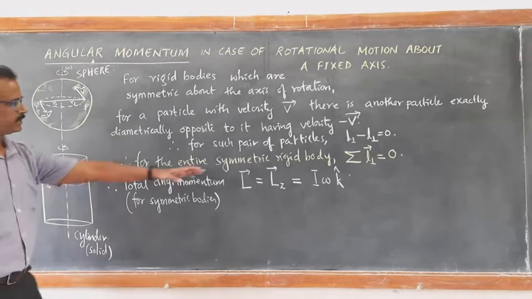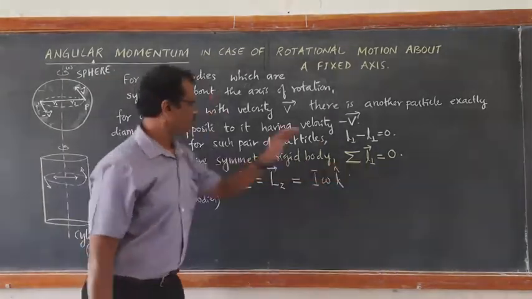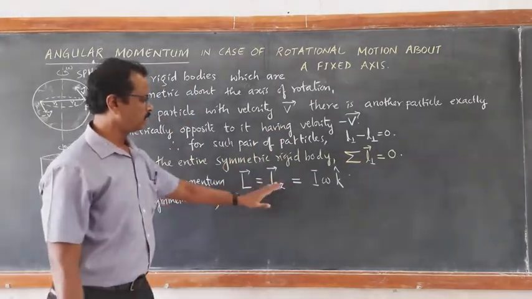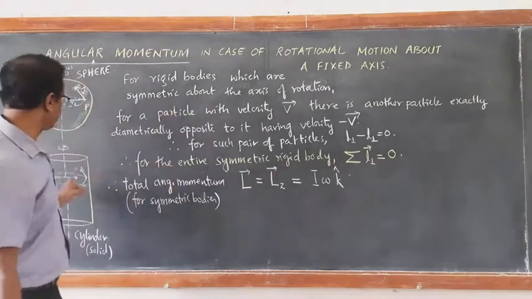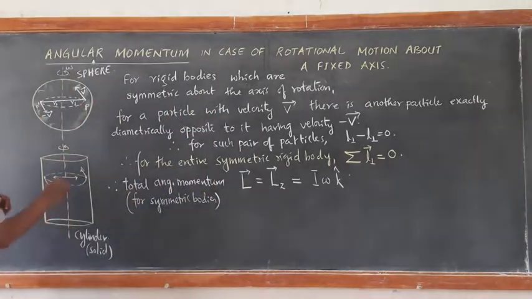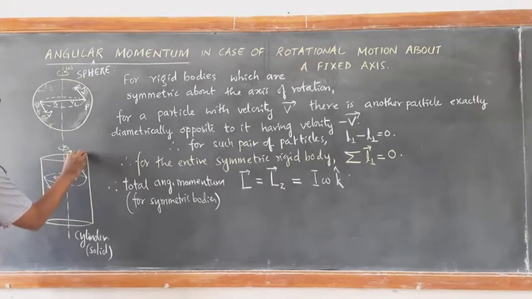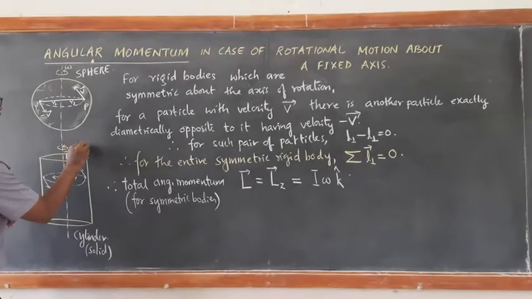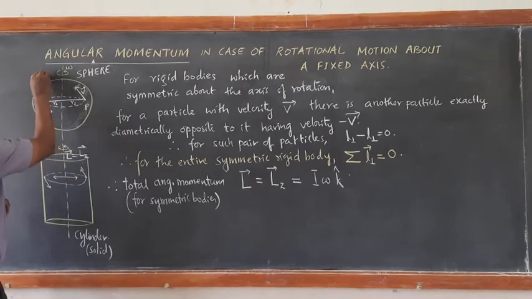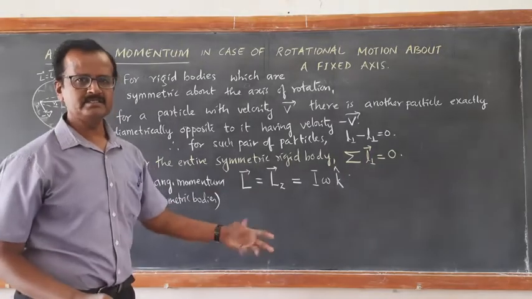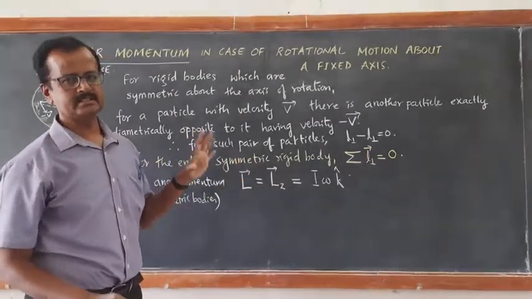So when L perpendicular cancels for such symmetrical bodies, you have angular momentum lying along the z axis, meaning along the axis of rotation. So this is how we get L lying along the z axis for symmetric bodies. For non-symmetric bodies, it does not lie along the z axis. That's how we conclude.